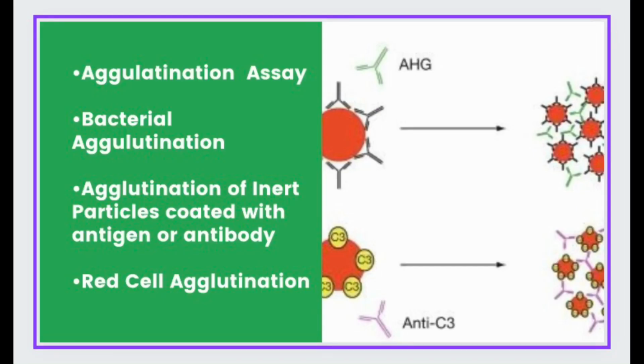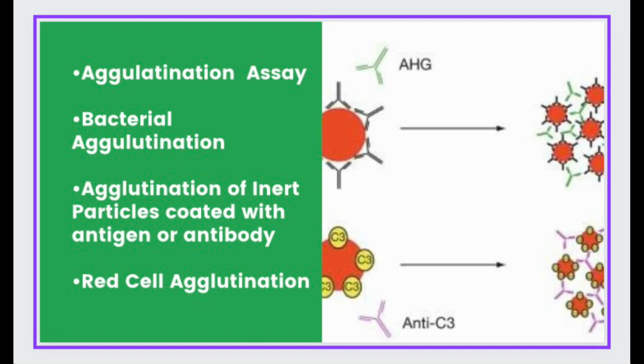Let's move on to the agglutination assays. They are used for a variety of purposes in bacteriology and diagnostic immunology. Next is bacterial agglutination. It is observed when a bacterial suspension is mixed with antibody directed to the surface determinants. The third is the agglutination of inert particles coated with antibody or antigen. Latex particles and other inert particles can be coated with a purified antigen and will agglutinate in the presence of specific antibodies. The last one is red cell agglutination, or hemagglutination.